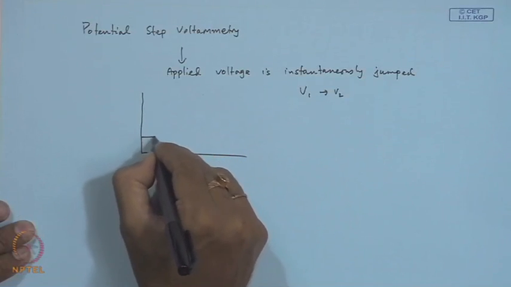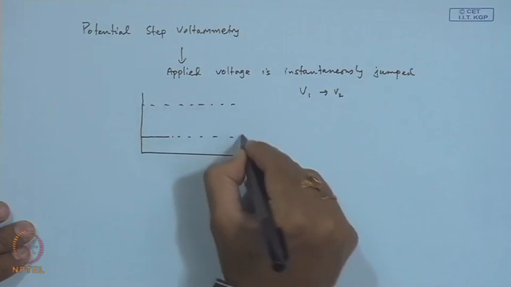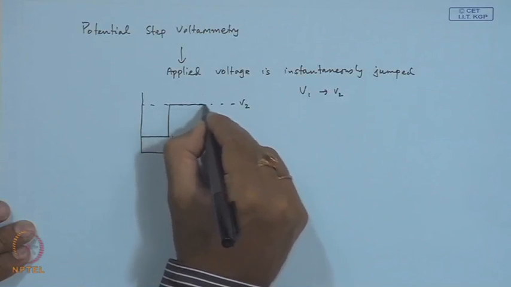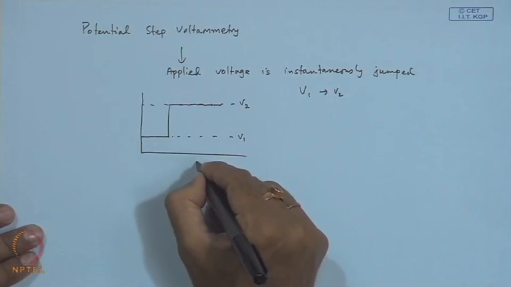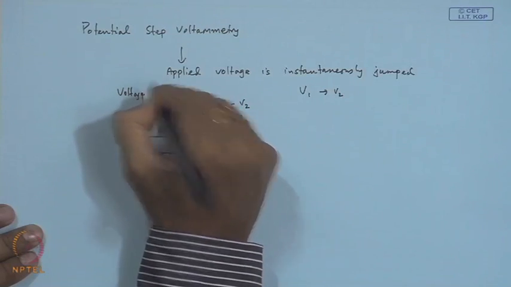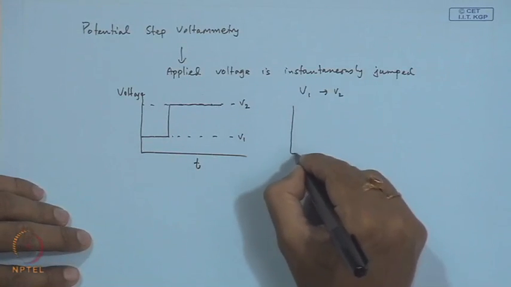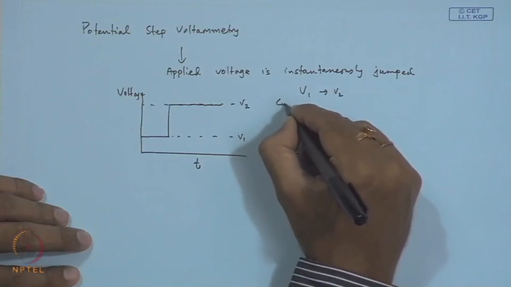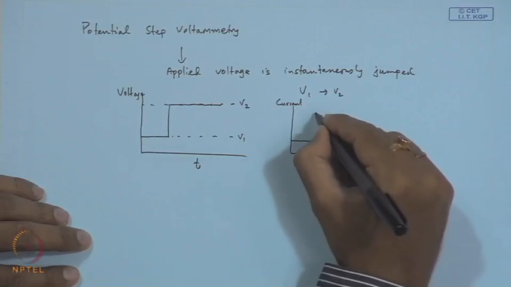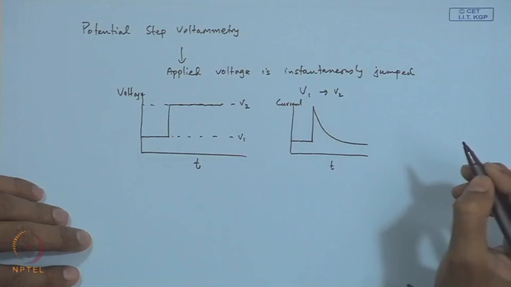Say from this V1 to this V2, instantaneously it is jumped from here to here. This is time, and this is your voltage, and you measure the current as a function of time. Initially it was like this: the moment the potential is jumped, the current is high, and then slowly it decays to some value maybe.